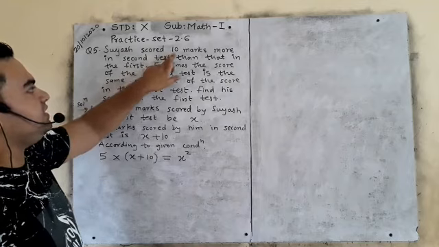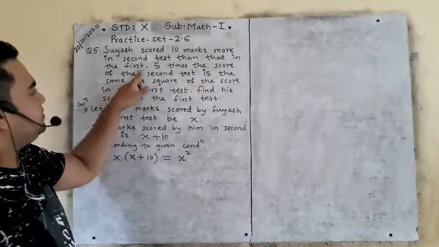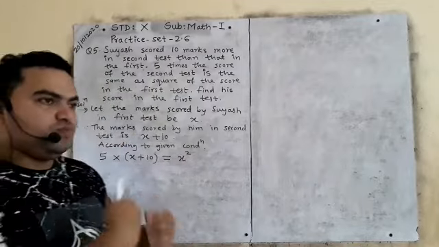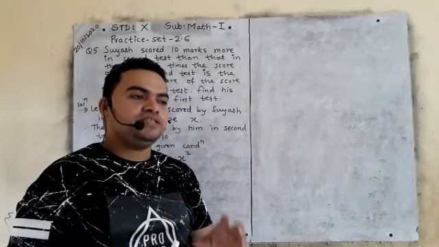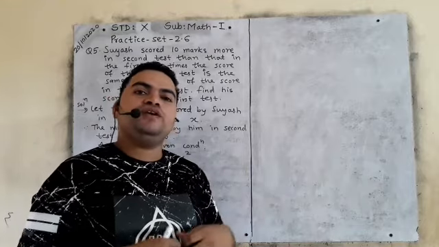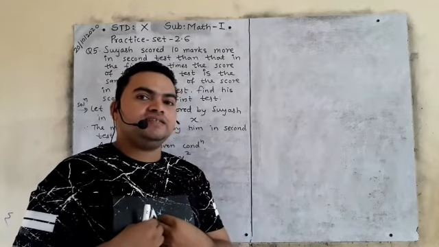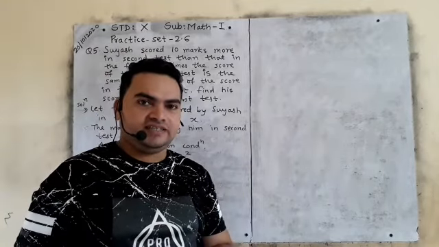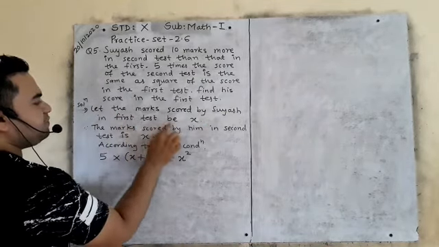Suyash scored 10 marks more in the second test than that in the first. Here Suyash is a student who scored 10 marks more in the second test, okay, than that in the first. It means Suyash took 10 marks more in the second test than in the first. Okay, so what we know, we don't know how many marks he has taken in the first test. So what will we consider, let Suyash took x marks in the first unit test.